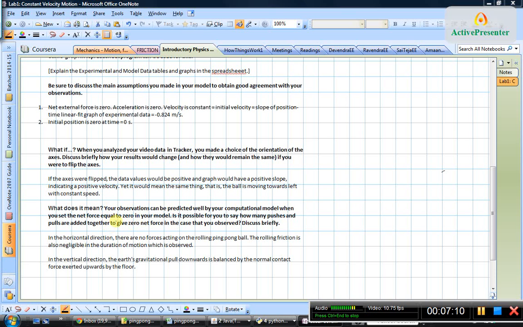Then to answer the what-does-it-mean question: though the net force is 0, it doesn't mean that no forces are acting. Right now on this ball, in the horizontal direction, only negligible forces are acting because the rolling friction is considered negligible during the period of the motion which I have tracked. But in the vertical direction, the Earth's gravitational pull downwards, which is the weight of the ping pong ball, is balanced by the normal contact force exerted upwards by the floor.